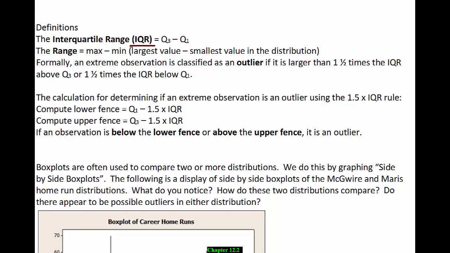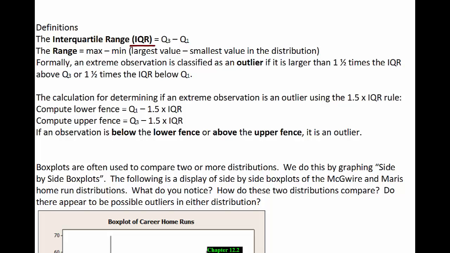Now, how are we going to quantify observations as outliers? Well, we're going to use the 1.5 times the IQR rule, where we're going to use the definition that if an observation is higher than 1.5 times the interquartile range above the top of the box, that is above Q3, or if it's lower than 1.5 interquartile ranges below the bottom of the box, that is 1.5 interquartile ranges below Q1, then we're going to call it an outlier.